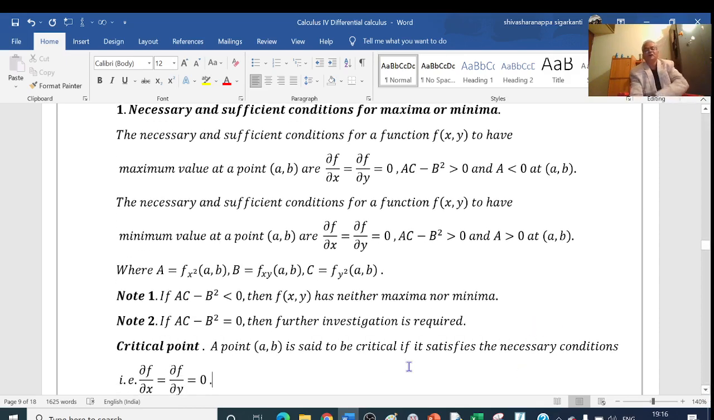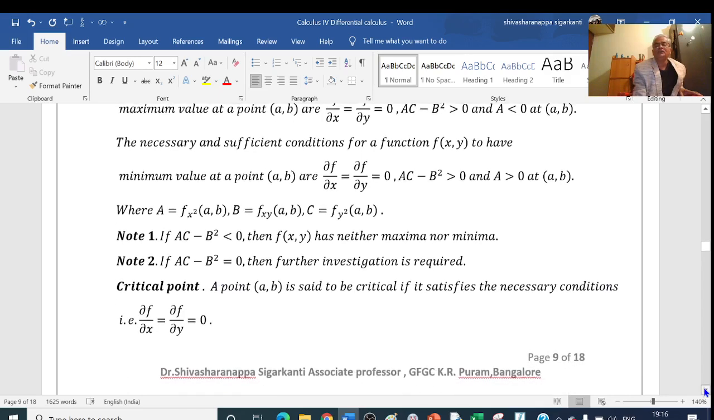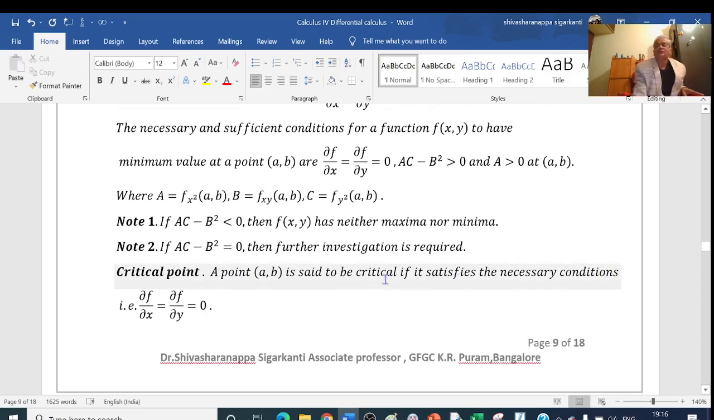Next we define one term here, critical point. A point a comma b is said to be a critical point if it satisfies the necessary conditions, that is dou f by dou x equal to 0 and dou f by dou y equal to 0. Then we say that it is a critical point. So the function may have maxima or minima at the critical points.